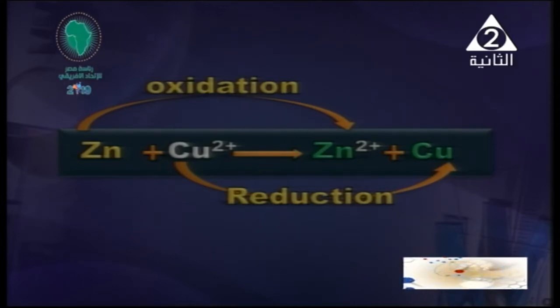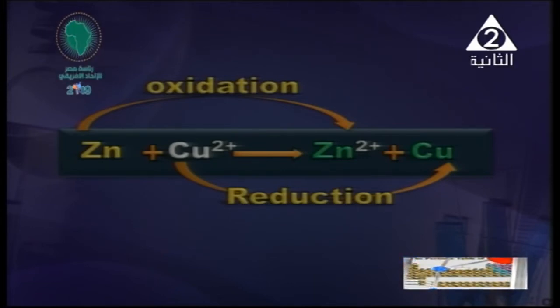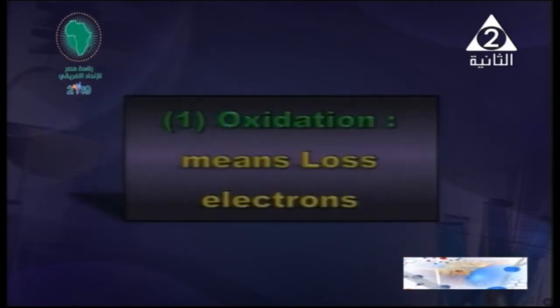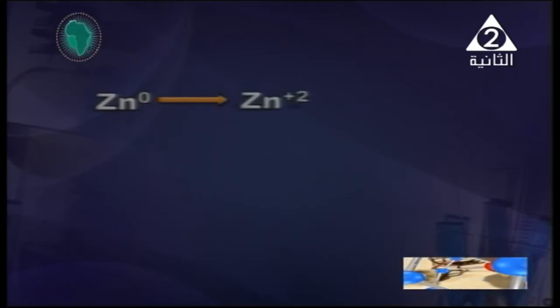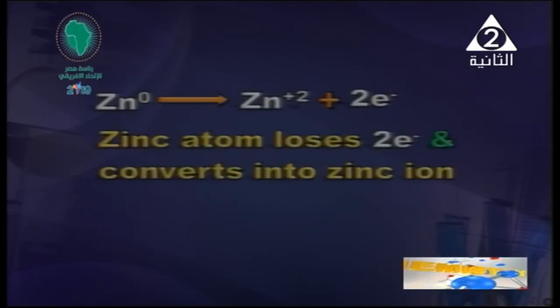The meaning of oxidation and reduction reaction is that two processes take place at the same time and in the opposite direction. One element loses electrons and another element accepts these electrons. This reaction consists of two half reactions. Oxidation means the loss of electrons: zinc loses 2 electrons, Zn changes into Zn2+ plus 2 electrons. The zinc atom loses 2 electrons and converts into zinc ion.